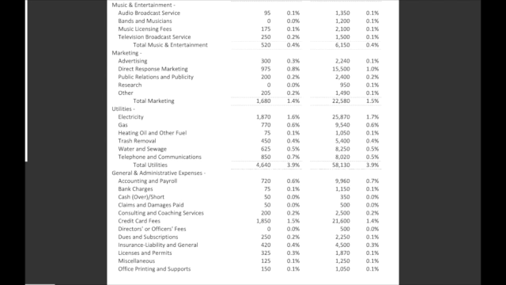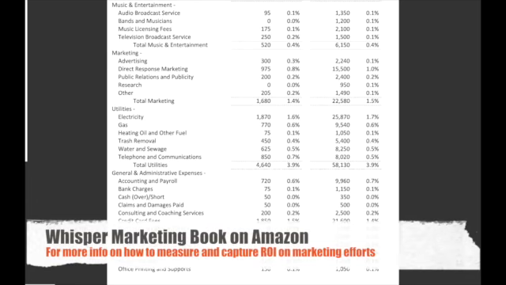If I just have a big lump sum marketing number and a big lump sum trackable number for all my marketing efforts, I can only measure the total ROI. I want to isolate the ROI in each specific category so I know where I should put more money and where I should put less money. Shameless plug, you can read my book Whisper Marketing to get a lot more detail and insight about that concept.